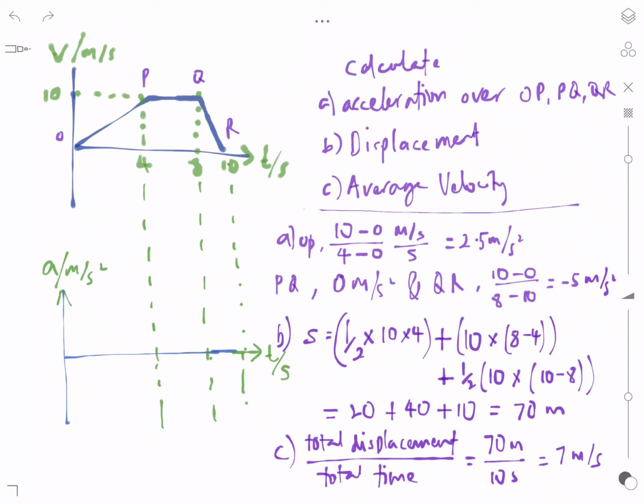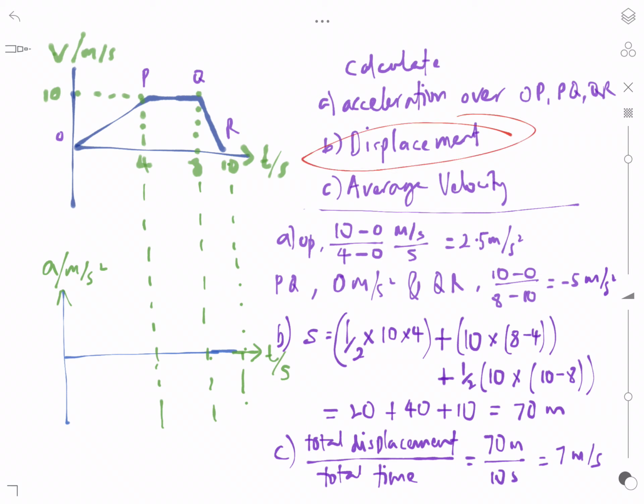And then PQ, PQ is 0, because it is a flat line, so the gradient is 0. And QR, this one, when you look at the line itself, you will notice that it has a negative gradient. So when you substitute your numbers into the formula, you get a negative number here, negative 5 meter per second squared.